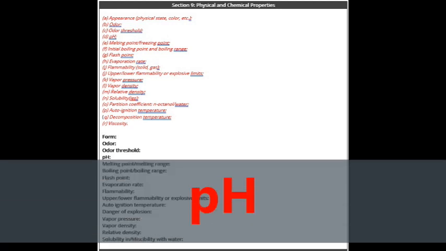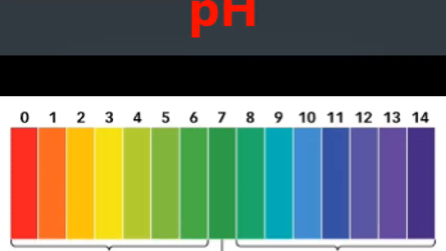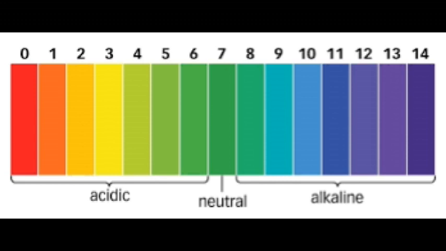pH. pH is a measure of how acidic or basic a substance or solution is. pH is measured on a scale of 0 to 14. On this scale, a pH value of 7 is neutral, which means that it is neither acidic nor basic. A pH value of less than 7 means that it's more acidic, and a pH value of more than 7 means it's basic.